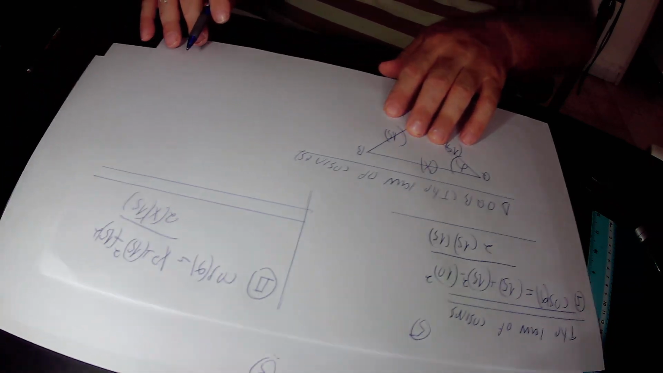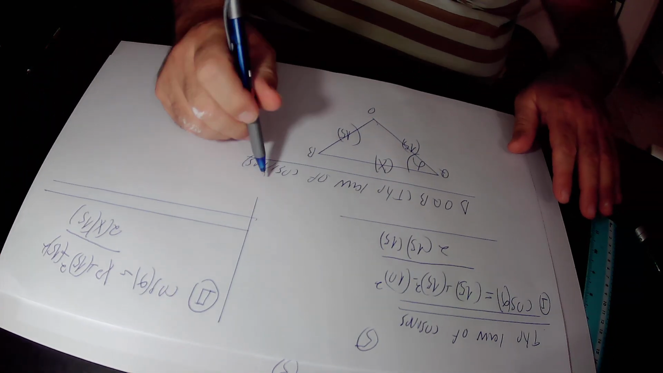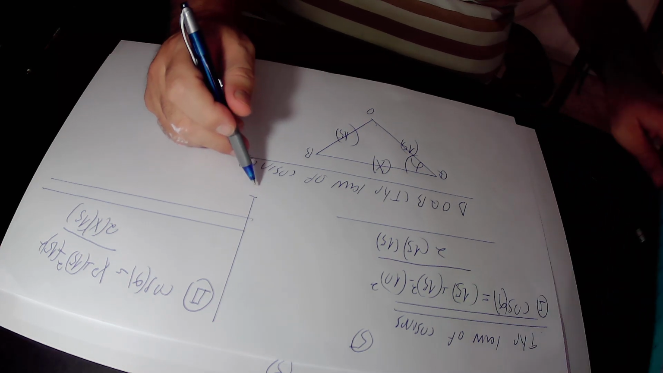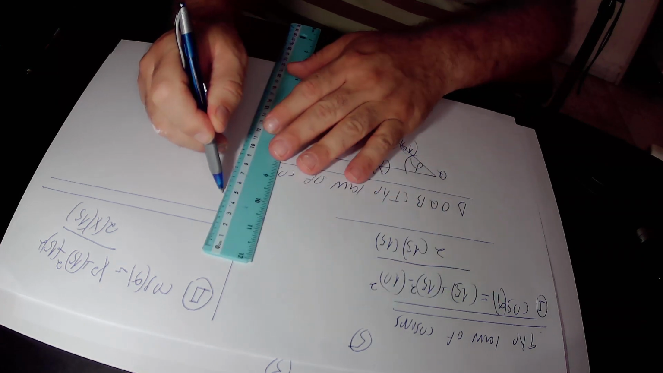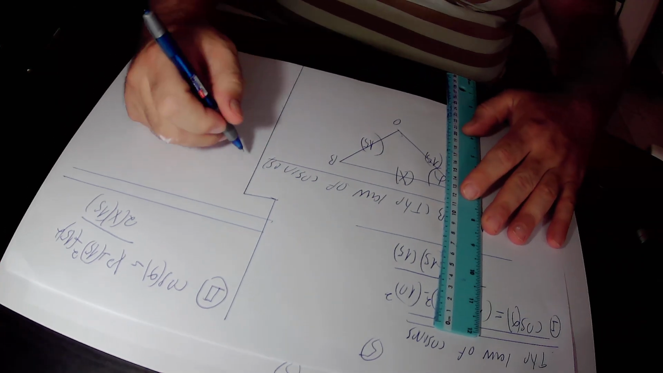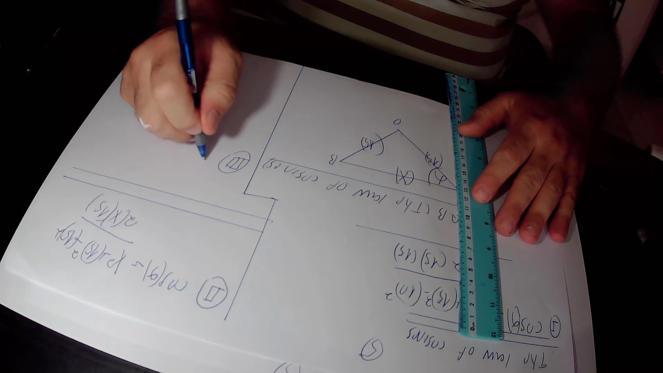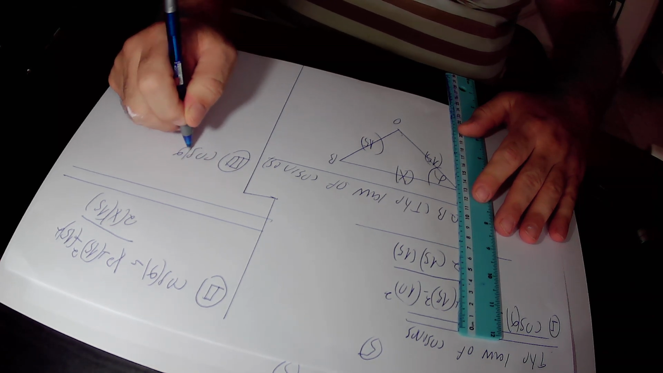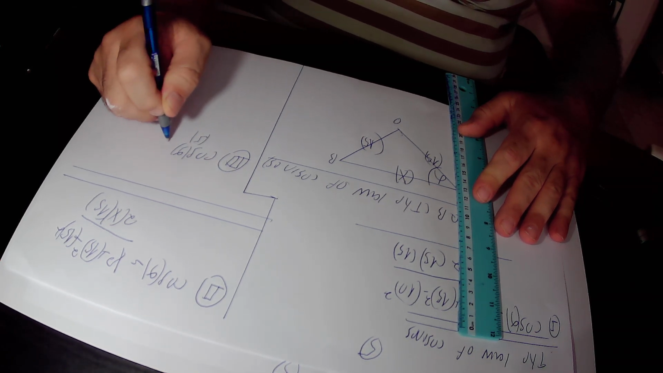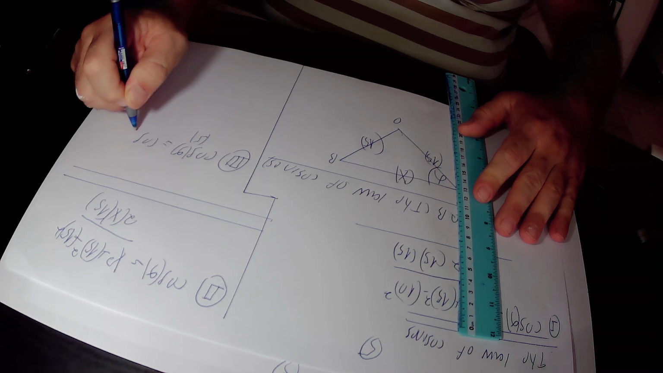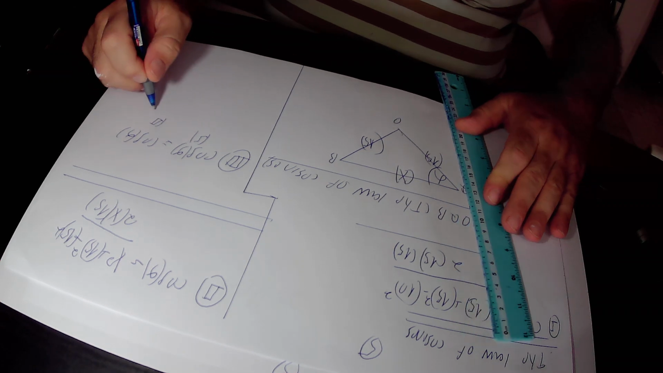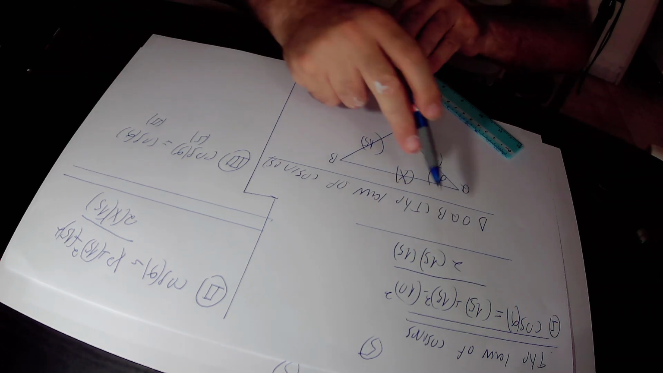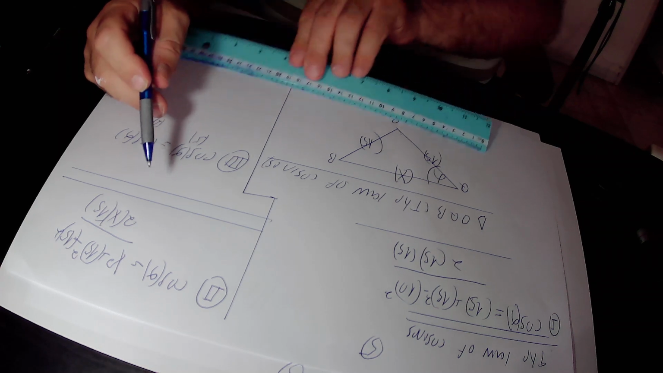So we have two equations for cosine alpha. Therefore, we create equation 3 that states that cosine alpha according to equation 1 must be equal to cosine alpha according to equation 2.